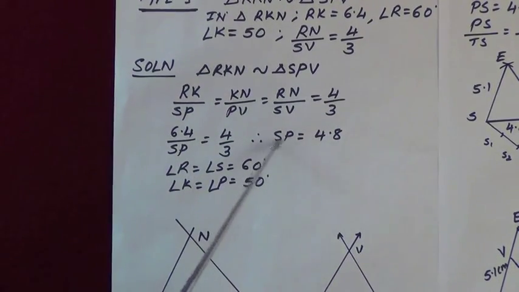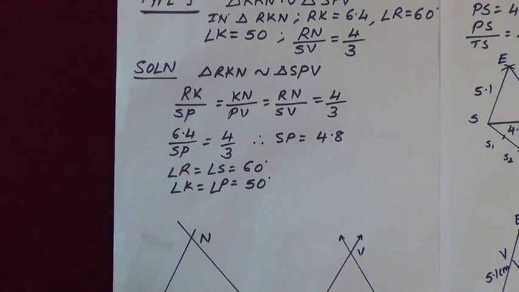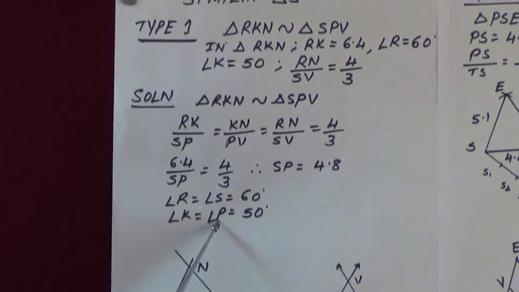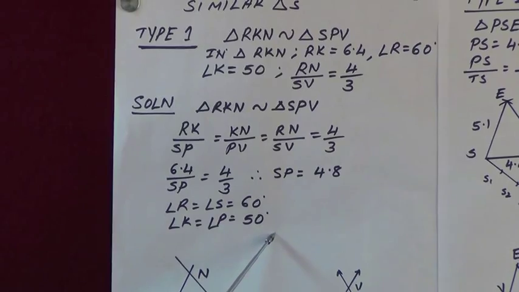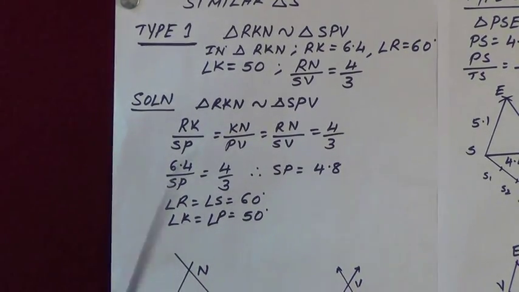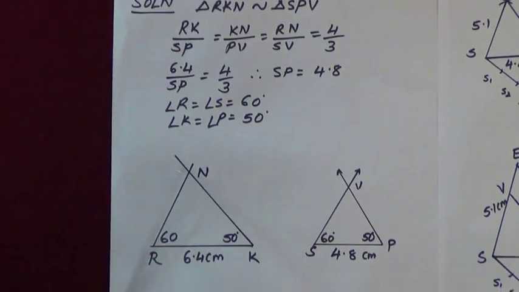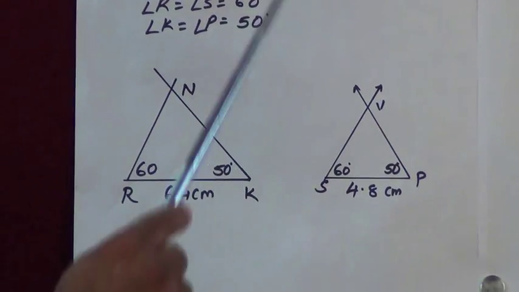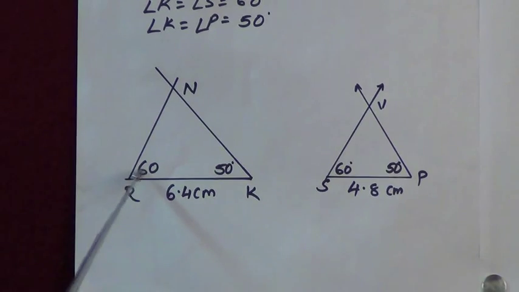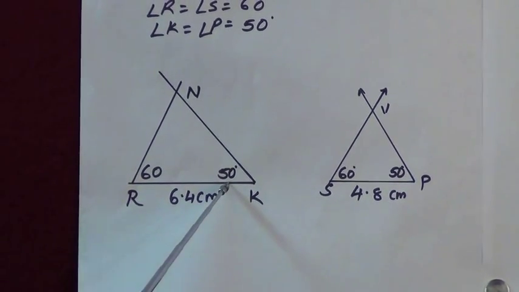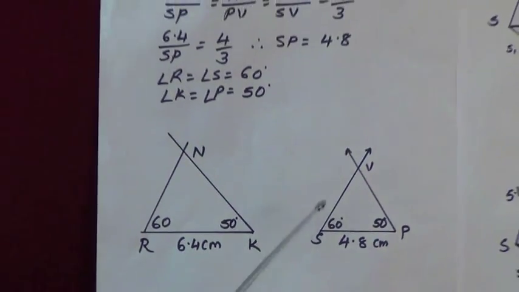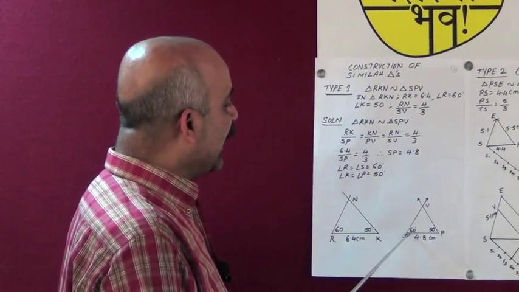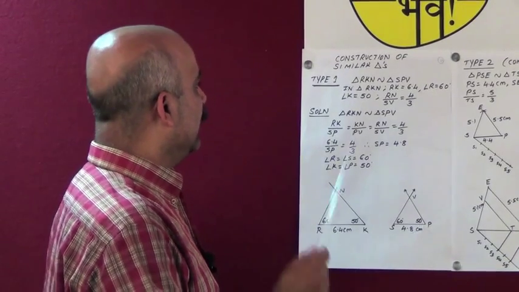We take the ratio and we find SP to be 4.8 here. Same way, angle R will be congruent to angle S and angle K will be congruent to angle P. Corresponding angles of similar triangles. Now, if you observe, we know all the details of both the triangles RKN and SPV required to draw the triangle. So, we know RK is 6.4, which is given in the question, and we know angle R is 60 and angle K is 50 from here. We have already proved it. Same way, SP is 4.8, we already calculated. Angle S is 60 and angle P is 50. We got it from here.